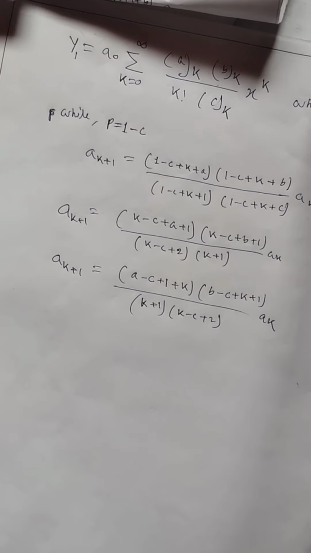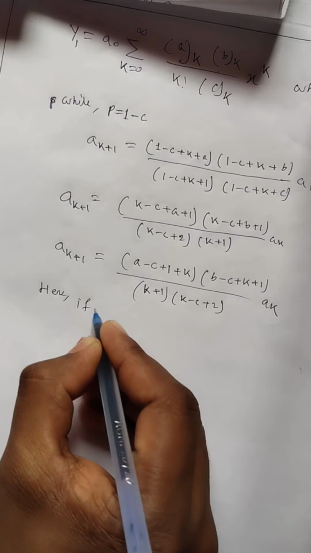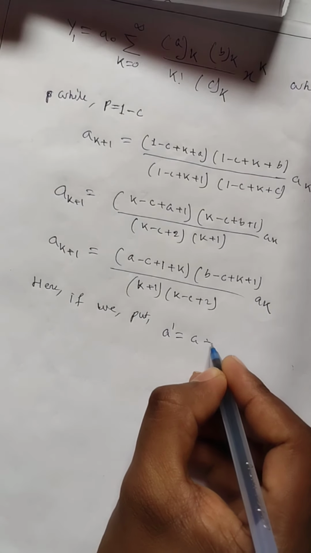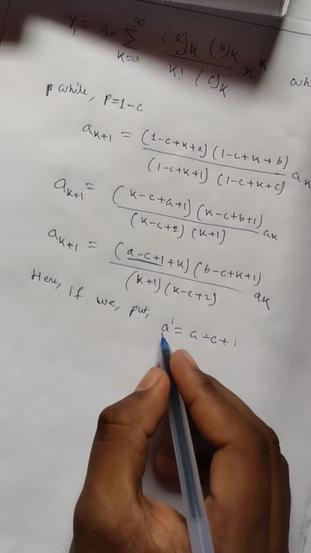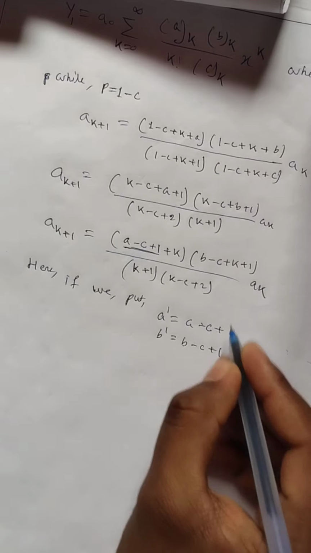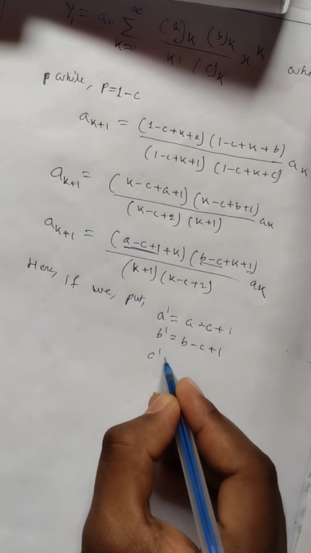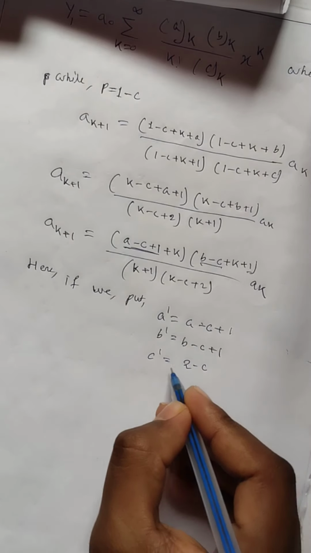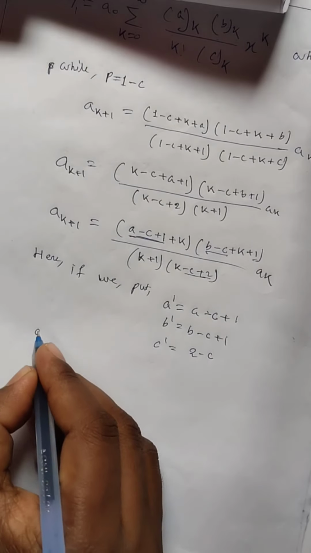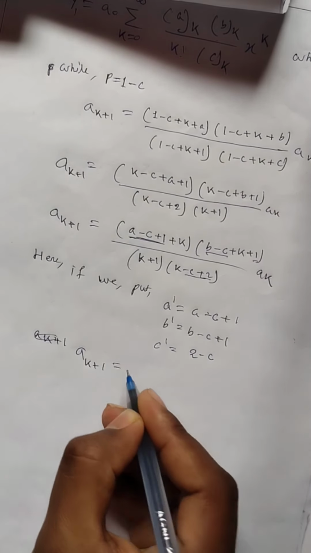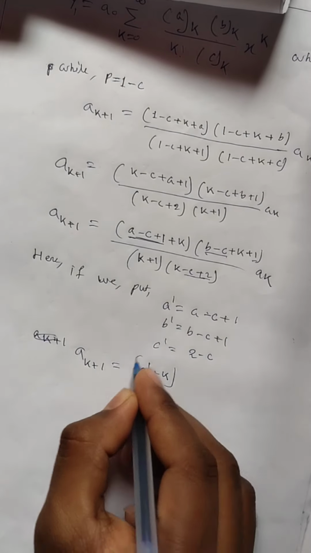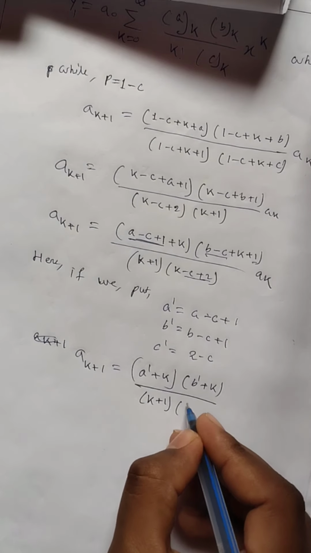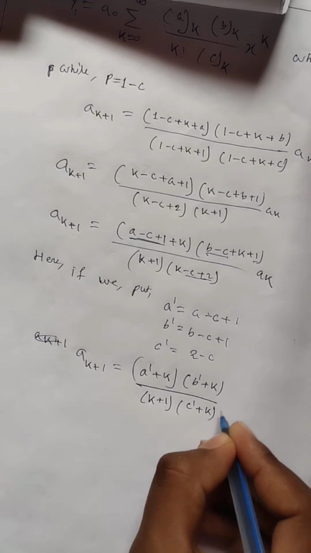Okay, here if we put a prime is equal to a minus c plus 1 this term, and b prime is equal to b minus c plus 1, and c prime is equal to 2 minus c, then we can write a k plus 1 is equal to this term will be a prime plus k and this term will be b prime plus k divided by k plus 1 into c prime plus k and ak.